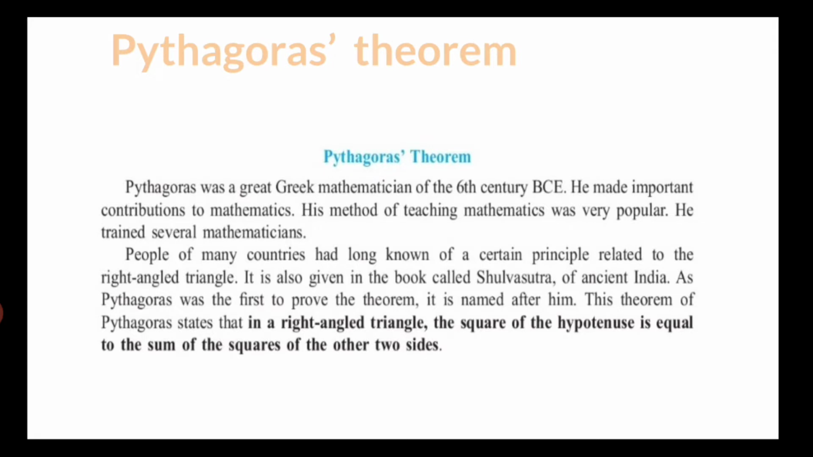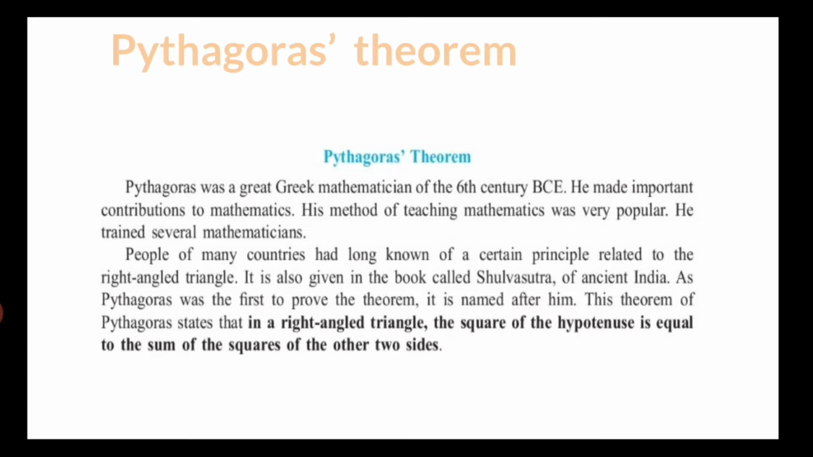So people of many countries had long known of certain principles related to right angle triangle. It is also given in the book called Shulva Sutra from ancient India. So in our Indian mathematics books also, we can see the terms related to right angle triangle. The name of book is Shulva Sutra, but the theorem was first proved by Pythagoras, and that's why, as Pythagoras was the first to prove the theorem, it is named after him.